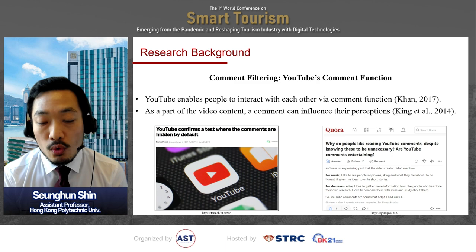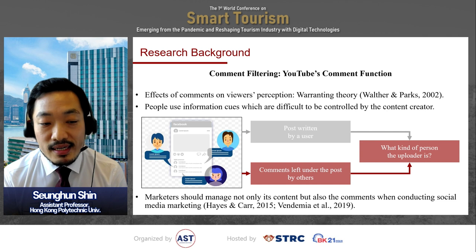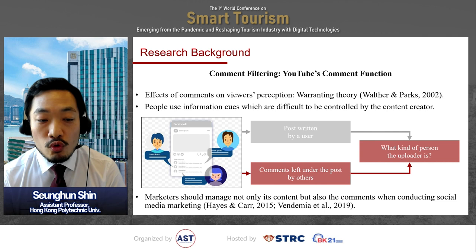This is also supported by one theory. Can you go to the next one? Warranting theory. This theory simply argues that when people see online content, they use different information cues. One of them is information cues controlled by the content creator. Another group of information cues is out of the control of the content creator. Let me give an example.